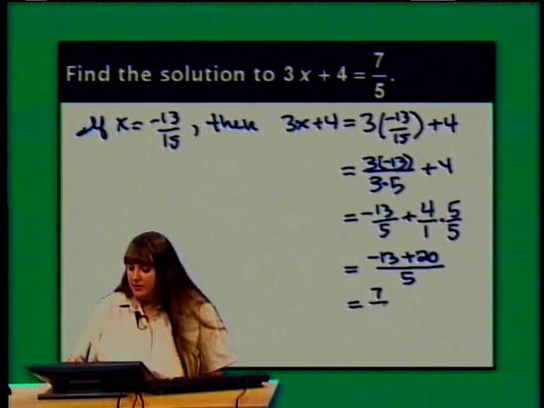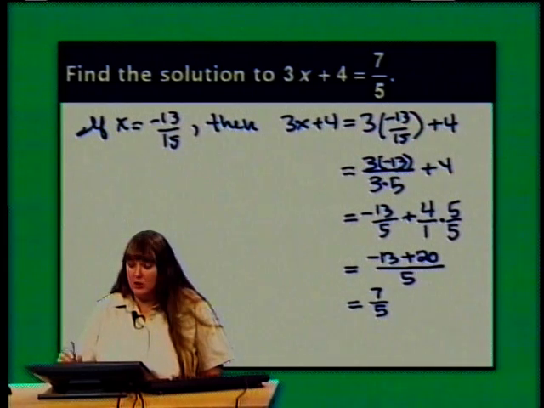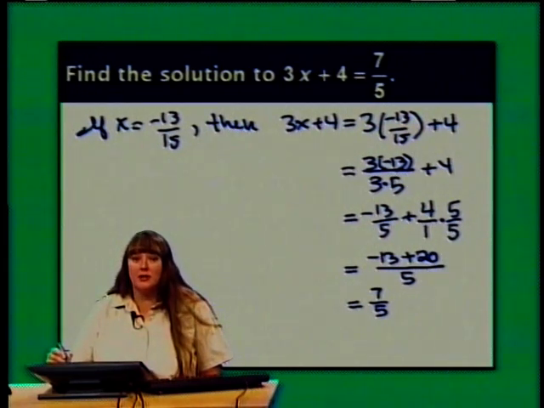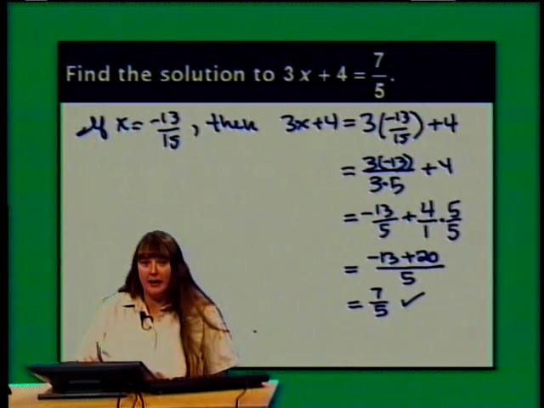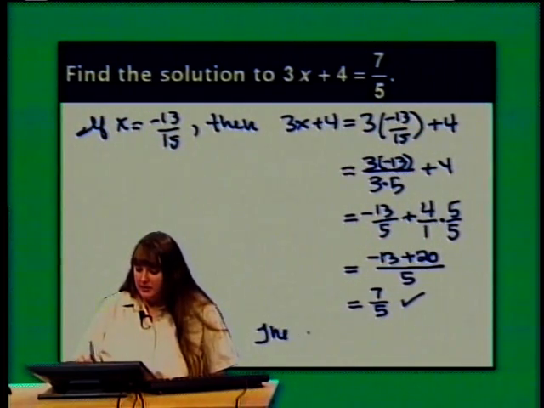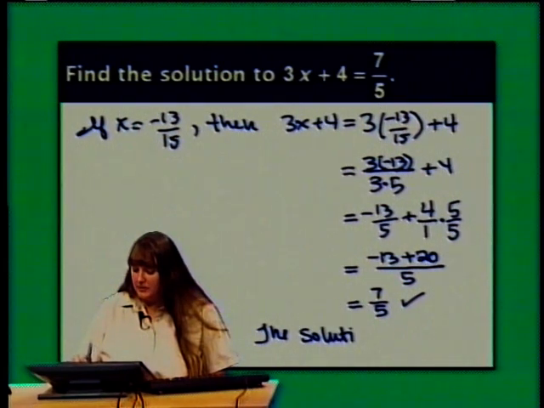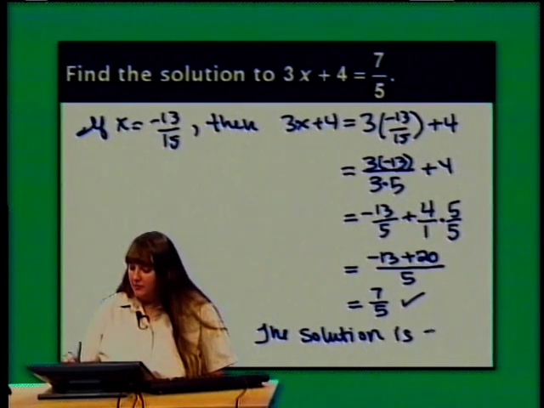And this is 7/5, which is good. This is what I wanted. The right-hand side of the equation is 7/5. The left-hand side evaluates to 7/5 when x equals negative 13/15. So my solution checks, and I can write it out. The solution is negative 13/15.